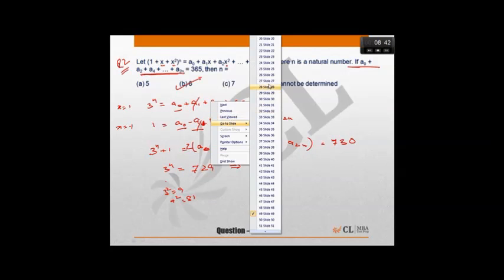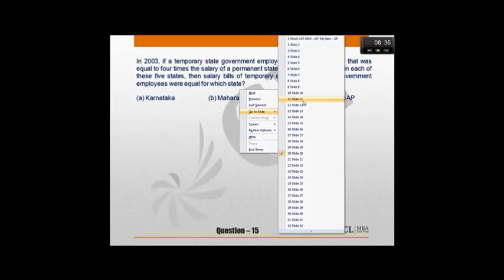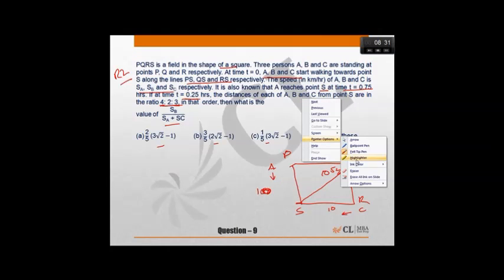Let me go to question number 9. And then after that I'll see if there's any other question which I need to look at. Let me just erase this and try doing it all over again.